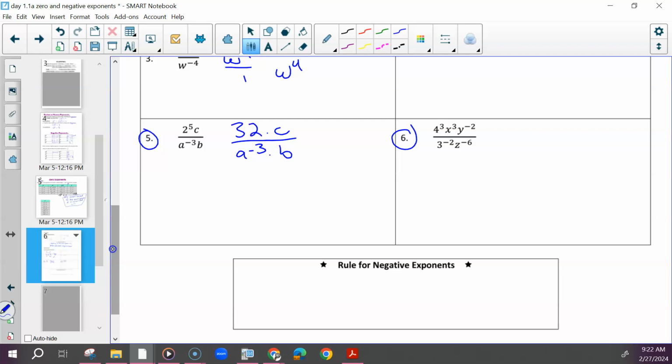So then 32, C, and B are all going to stay in the same place, but A to the 3rd is going to get moved up, and you're going to put that in ABC order. So that would be 32A to the 3rd C all over B. B does not move. It doesn't have a negative exponent. Questions on that one?